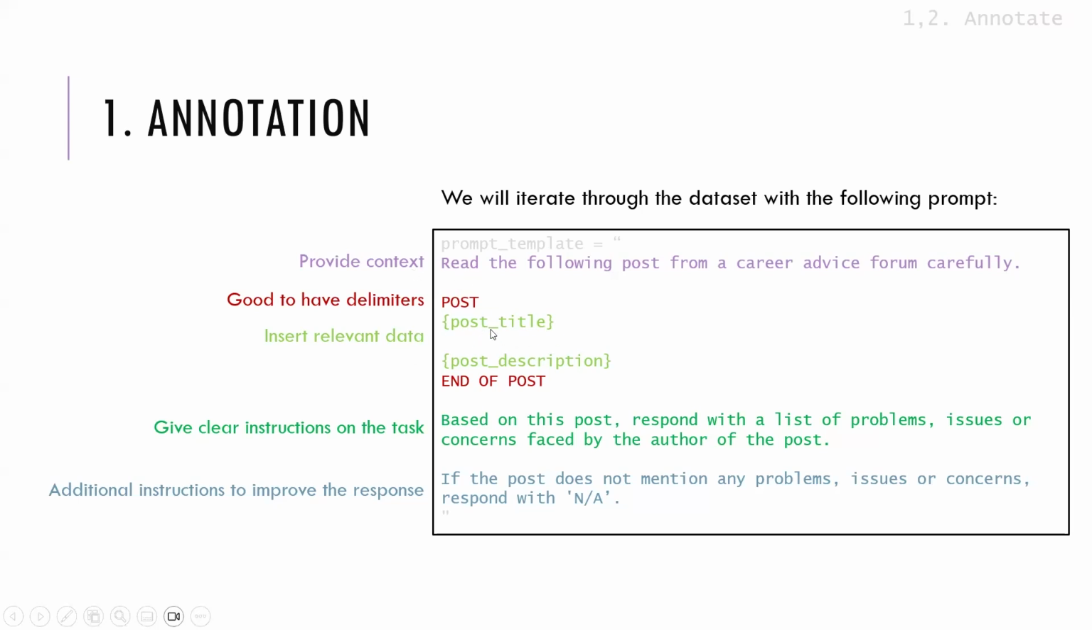Okay, and we didn't just dump the data in like that. You see in red, we have so-called delimiters that say post and then end of post. If you want, you can say start of post, end of post. These are delimiters. So why do we do this?